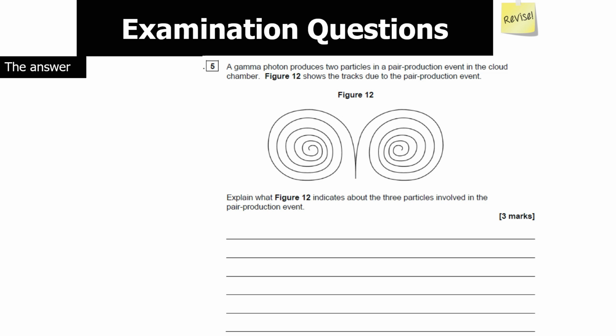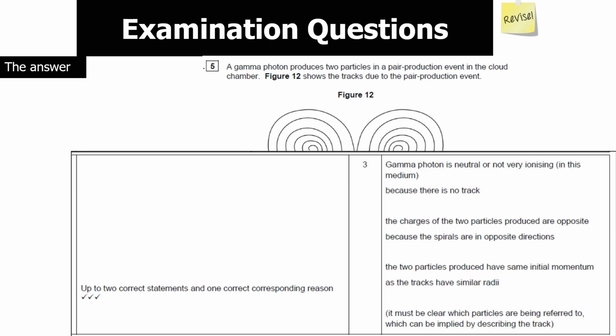Right, it's a very common question to link magnetic fields and particles, because that's how particles were first discovered and understood in the 1950s and 1960s. Because our particles have spirals in opposite directions, that tells us straight away that the charges of the two particles produced in the pair production event are opposite. But they must have the same momentum, so most likely the same mass and the same velocity, but just in opposite directions, because the tracks have similar radii.